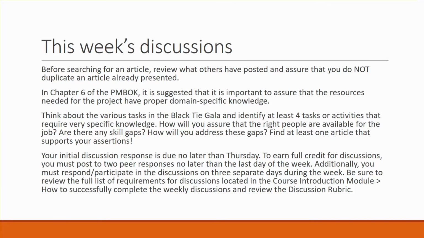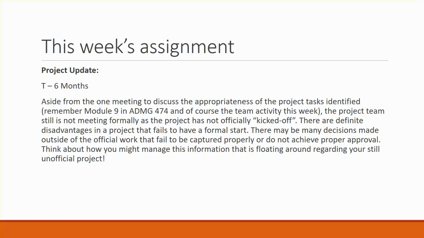Okay, so moving on to your assignment this week, the project update. We are less than 6 months away from our project. So aside from 1 meeting to discuss the appropriateness of project tasks identified, if you remember Module 9, 474, and of course the team activity that's going to happen in week 2, not this week, but in week 2, the project team still really isn't meeting formally, as the project has not really officially kicked off.